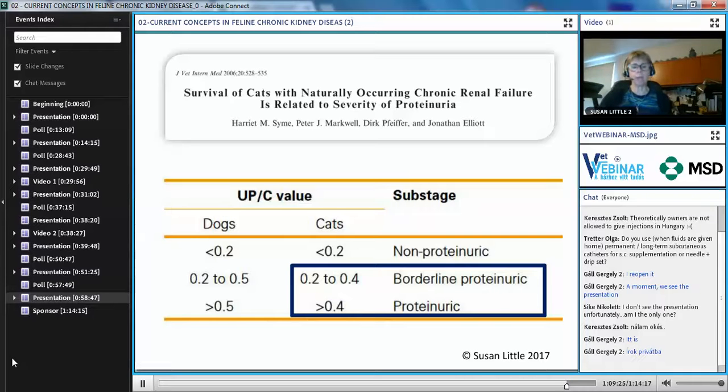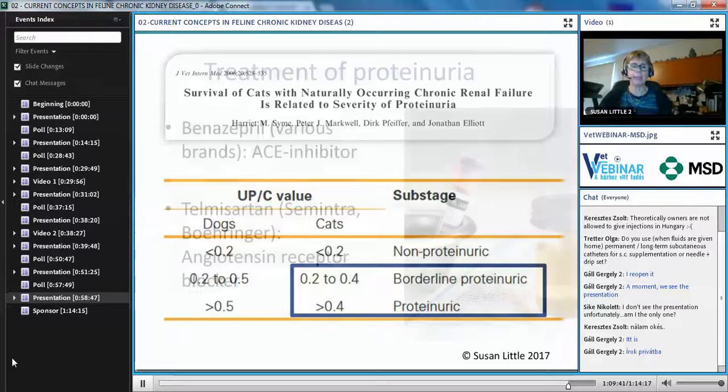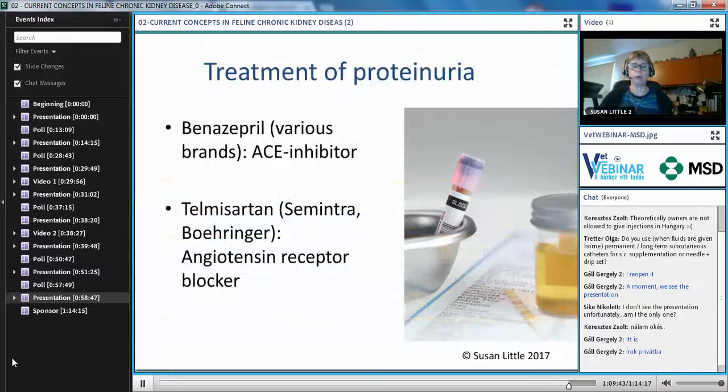So I typically would recommend that you treat any cat that's in the borderline or the overtly proteinuric group, because we do see changes in survival times even with cats that have proteinuria in that borderline group. So we would want to start treatment as soon as a cat is persistently over a urine protein creatinine ratio of 0.2.